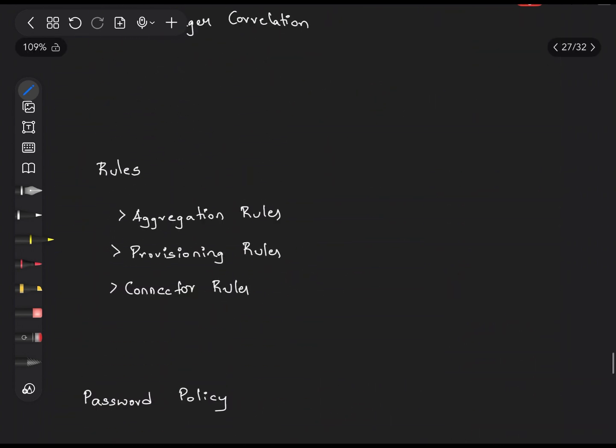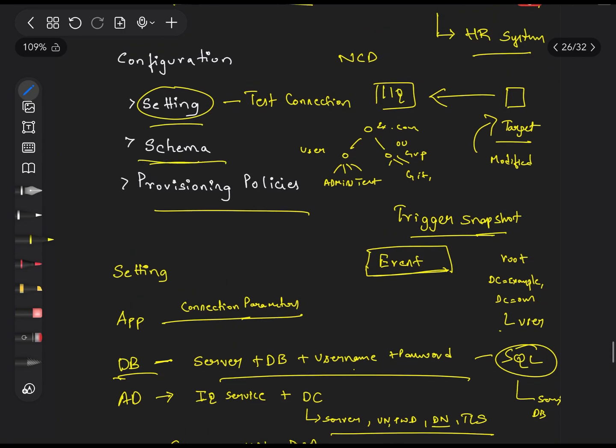So this is what you have to do in the schema. Then we have provisioning policies. So we have a provisioning policy tab within configuration. We have only 3 tabs within configuration, and that is settings, schema and provisioning policies.